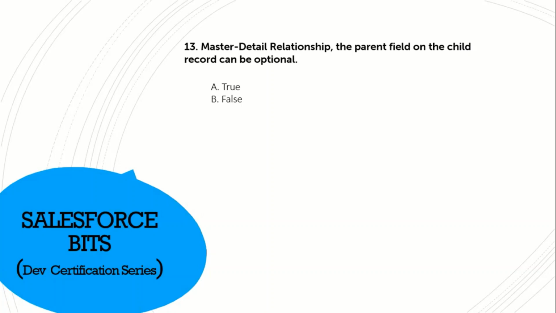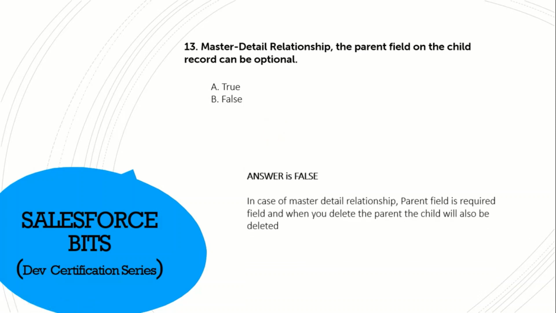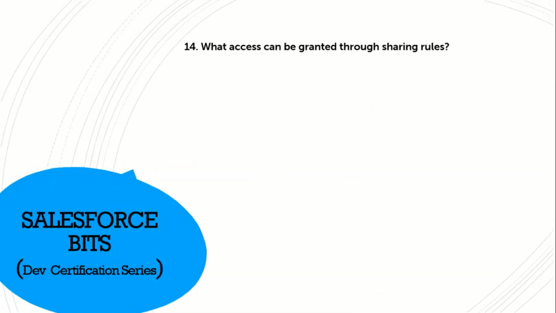Master detail relationship: the parent field on the child record can be optional? No, it cannot be. Parent field is a required field because it's tightly coupled, and when you delete the parent, the child will also get deleted.